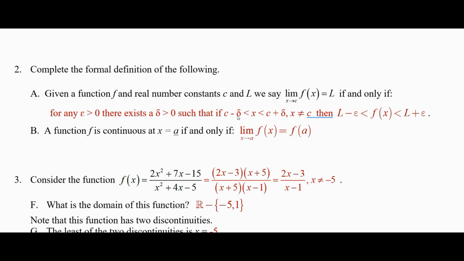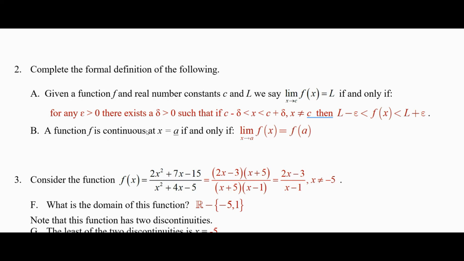So if x is close to c, within delta of it, then f of x, the output, has to be close to the limit value L. How far? Well, within epsilon. And no matter how small we make epsilon, we can pick a delta to go with it that's small enough so that this will happen. We'll come back to that idea in a question a little bit later on.